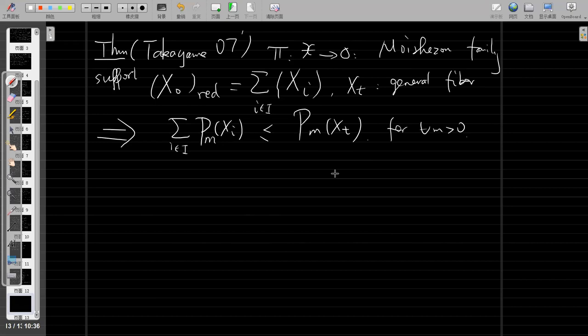This is also called the lower semi-continuity for plurigenera, for any positive integer m. Actually, this theorem is also used in the second part of our main theorem one to obtain the plurigenera result. And the key point in Takayama's theorem is that the family should be Moishezon, right? So in the following steps, we want to prove the involved family is Moishezon. We use the following steps to prove the family is Moishezon.